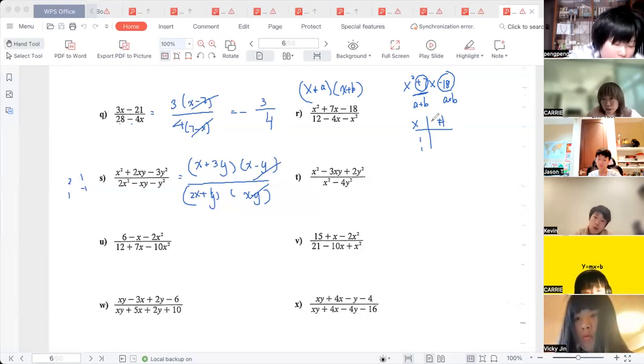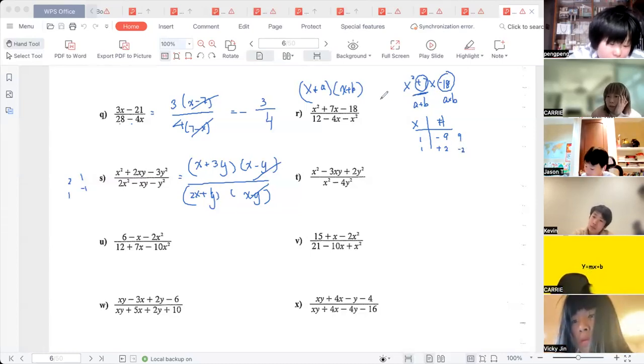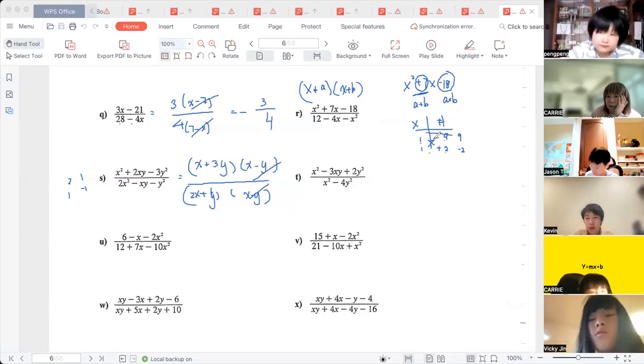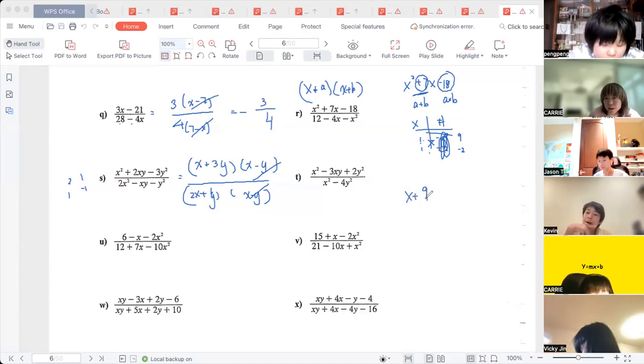Okay, so let's see negative 18. We can do negative 9 and positive 2, or positive 9 and negative 2, correct? But if you add them, negative 9 plus 2 will be negative 7, and negative 2 plus positive 9 will be positive 7. So the answer should be the second one, right? So it's x plus 9 times x minus 2. So this one equals that.